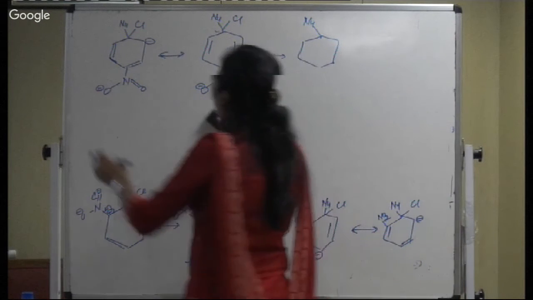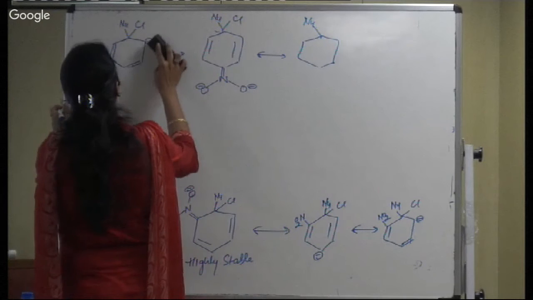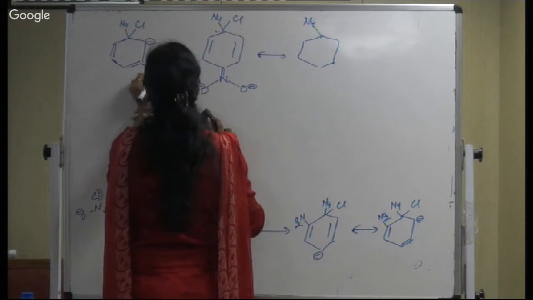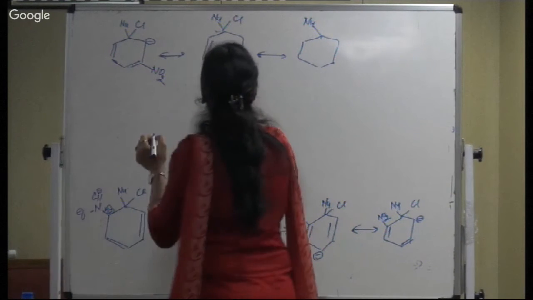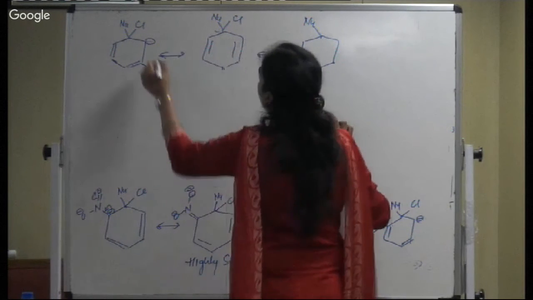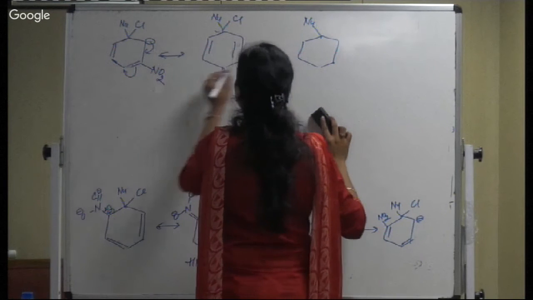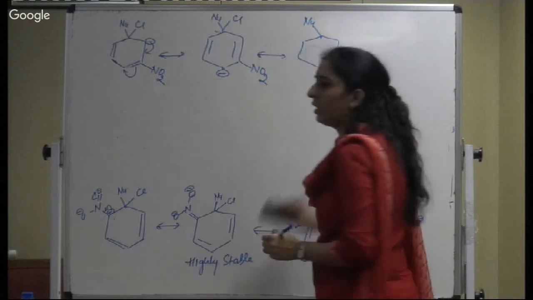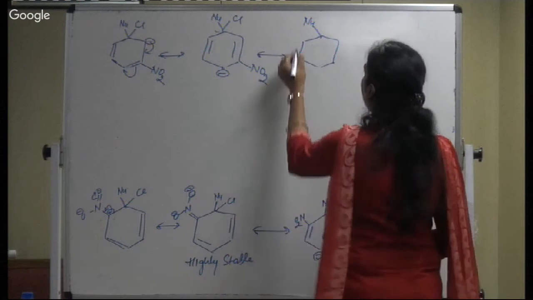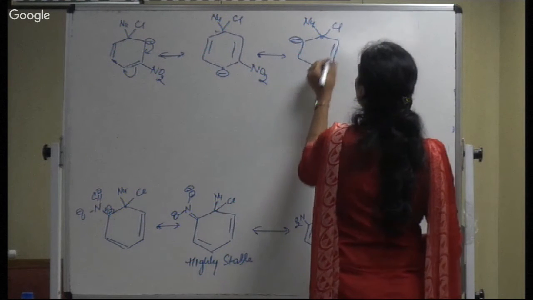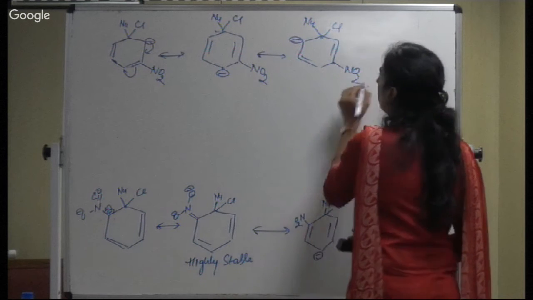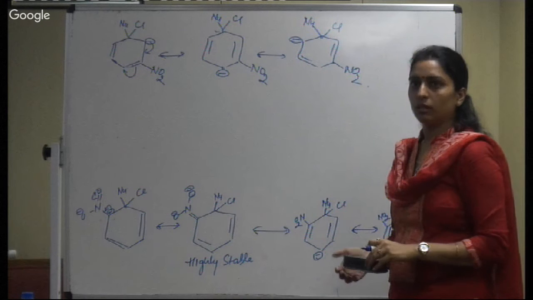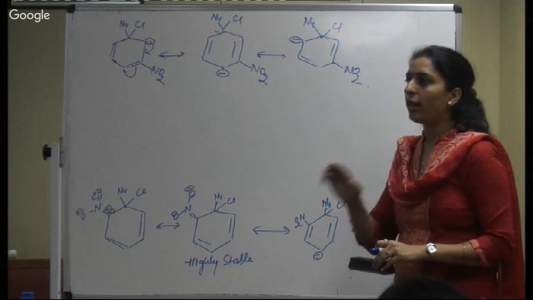But what about meta? If NO2 is at meta, tell me. The carbon bearing the nitro group will not get that negative charge. If it is not coming at that carbon, that means there are only 3 resonating structures possible. Am I right? That specially stable structure is not coming in. That is why it is not helping.